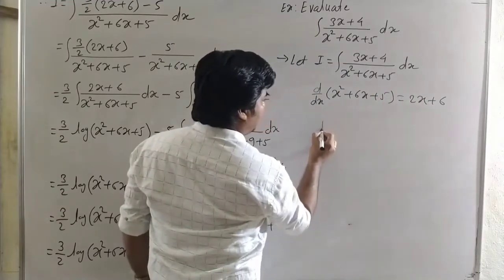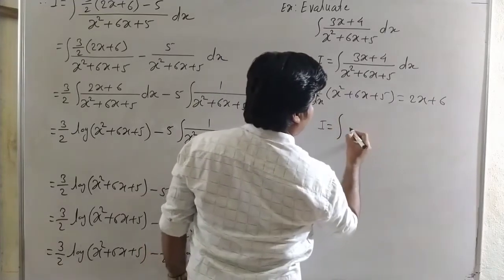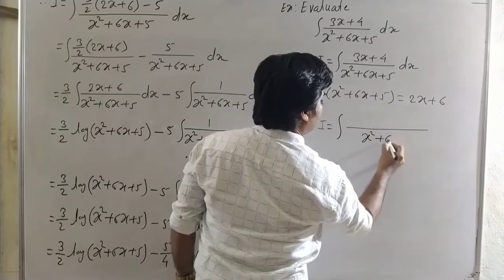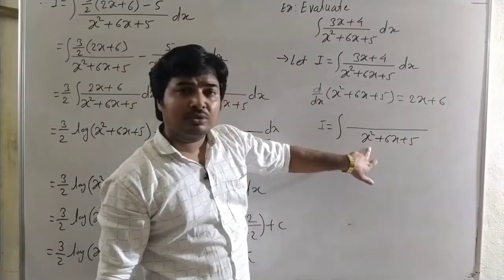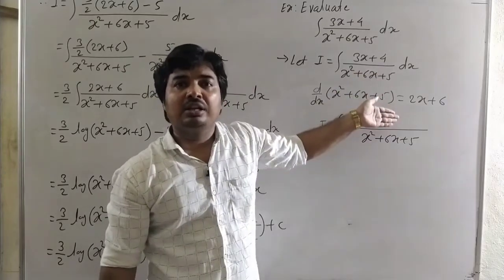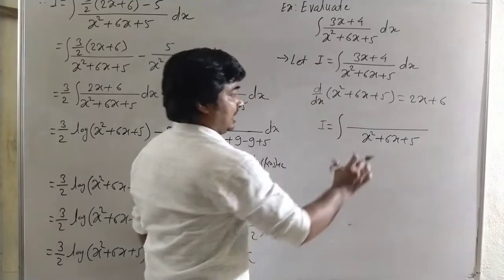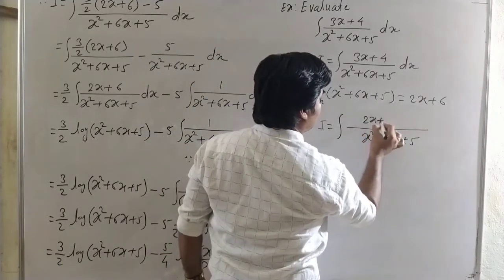Now our integral, see carefully. The denominator is as it is, x square plus 6x plus 5, but here we adjust the derivative of this quadratic function in the linear function, that is, the derivative of the denominator in the numerator. We adjust, and the derivative of the denominator is 2x plus 6. So we can write 2x plus 6.